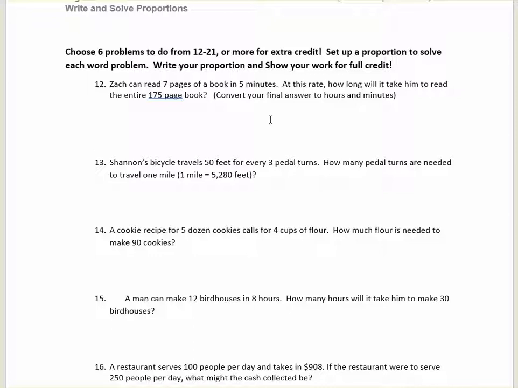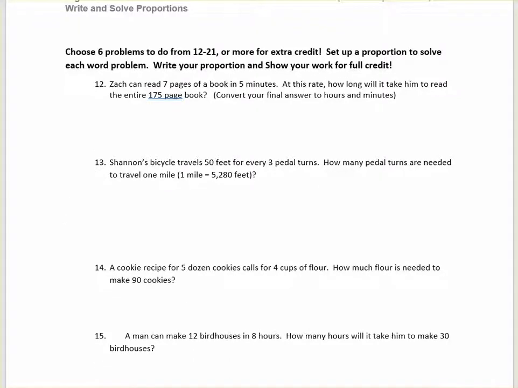Let's look at number 13. Shannon's bicycle travels 50 feet for every 3 pedal turns. How many pedal turns are needed to travel 1 mile? And then they tell us that 1 mile equals 5,280 feet. So you're going to set up a proportion. A proportion is 2 ratios that are equal to each other. The first ratio is given to us. 50 feet for every 3 pedal turns.